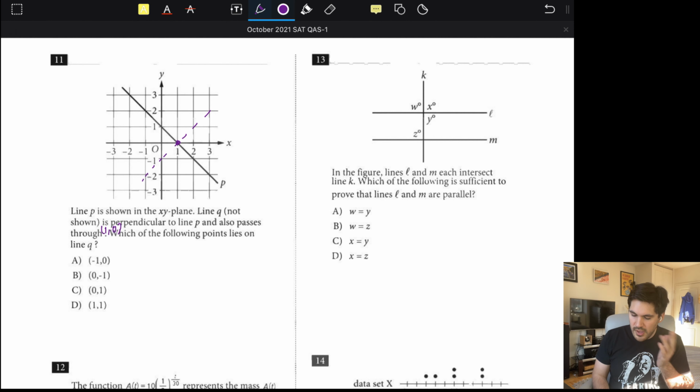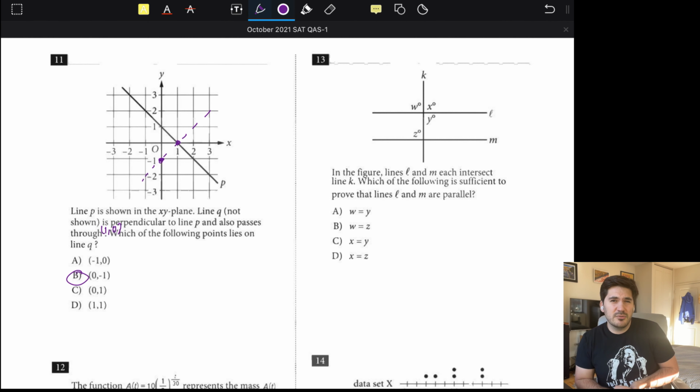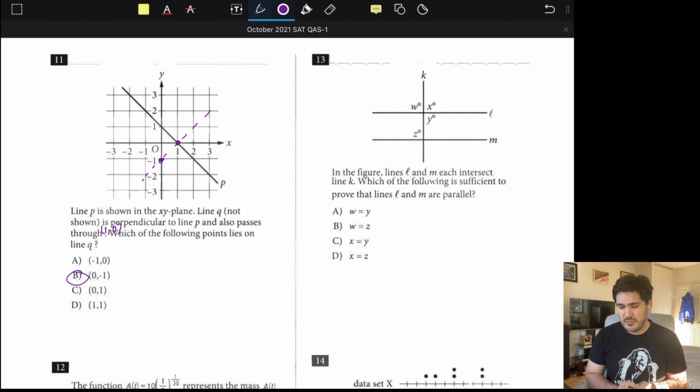So from this, we can see that it passes through the point (0, -1). So (0, -1) would be our answer. Again, you could do this algebraically, like using the negative reciprocal slope and getting the equation of the line, plugging in the points and the slopes, but that's going to be way harder. This is a much easier way to do it.